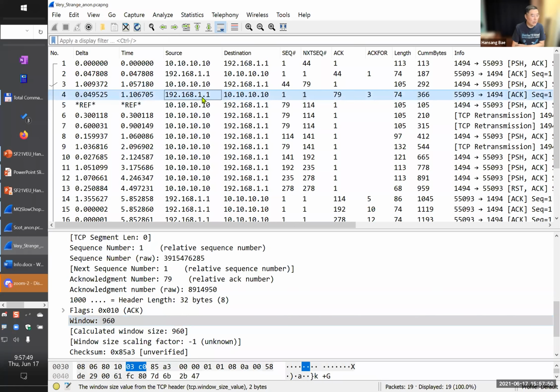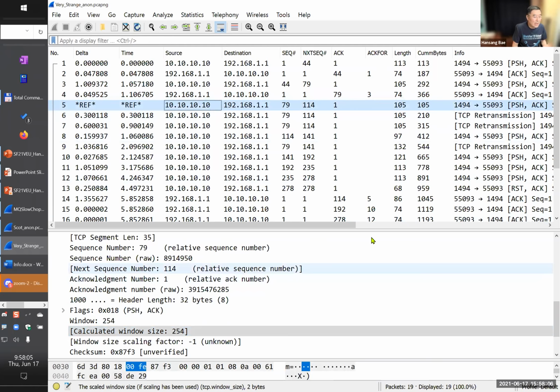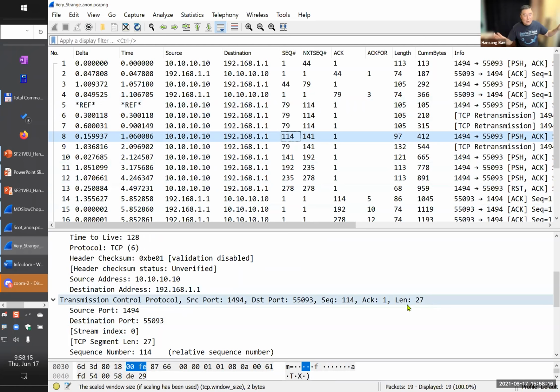So 192.168, let's look at 192.168 window size, 960. Even in the worst case scenario, the last time I heard from the client, he's saying, I'm good. My bucket says I can receive 960 more bytes of data. So I only sent 35 here, right? And retransmission, and I'm only sending another 27 here. So even in the absolute worst case scenario, the receiver 192.168 has enough window size that allows me to transmit this as well.